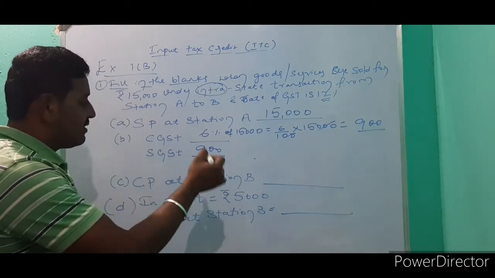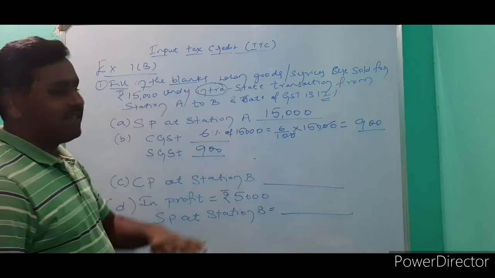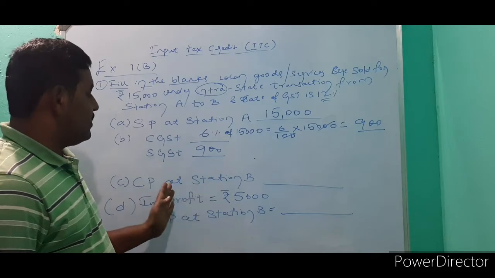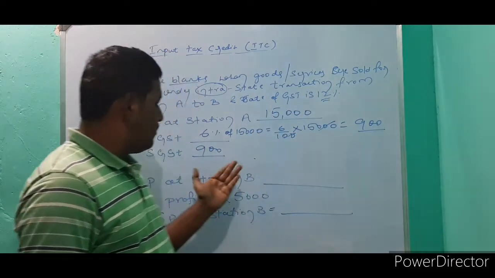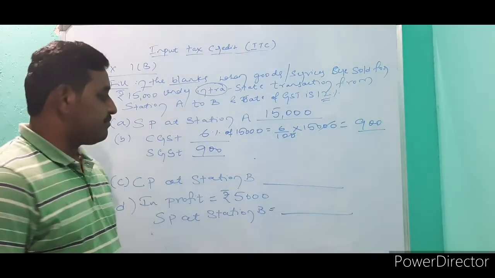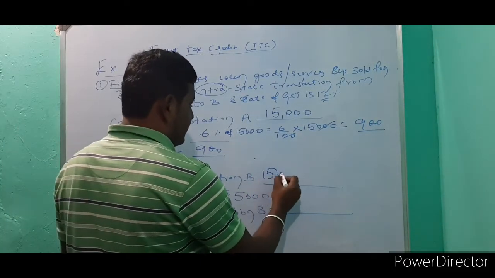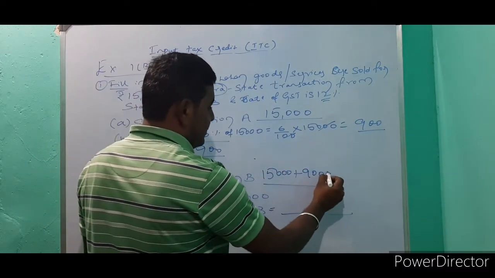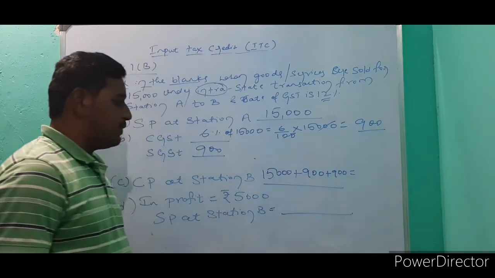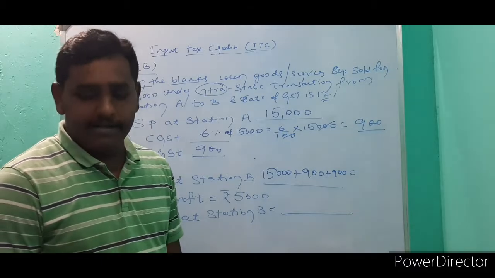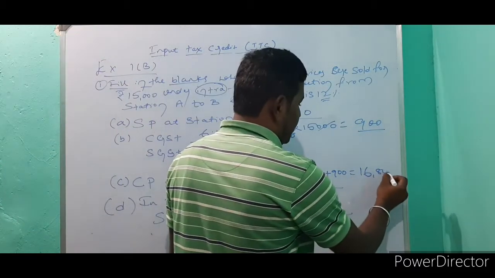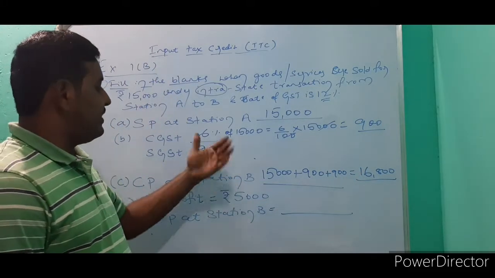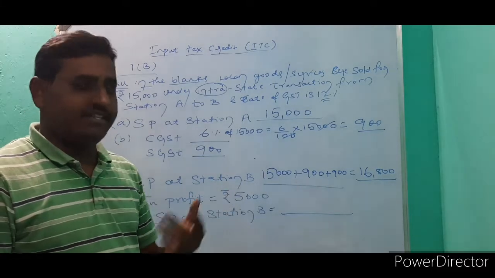So what is the cost price at station B? Goods are sold for 15,000 from A to B. Now after adding this GST amount, what is the cost price of B's purchase? Add 15,000 plus 900 plus 900, adding both GSTs. That is equal to 16,800. This is the cost price of station B. After adding the GST amount, the cost price of station B changes.